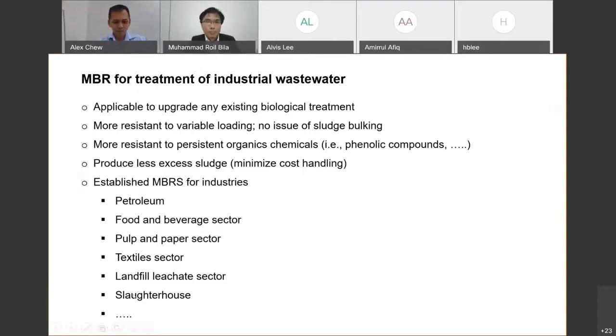Basically it is applicable to upgrade any existing biological treatment that has been established in industry. For example, in your company now, you have a biological process using activated sludge, or using another type of biological process, trickling filter, moving bed bioreactors. All of those biological processes can be upgraded to form a membrane bioreactor.